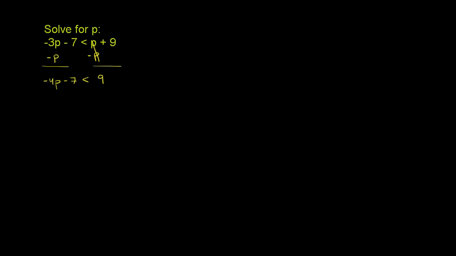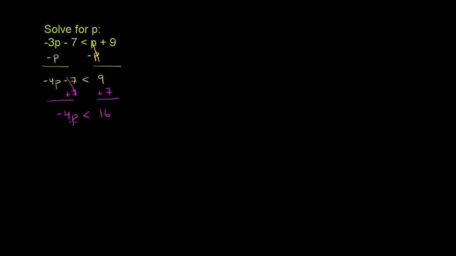Now, the next thing I'm in the mood to do is get rid of this minus 7 here, so that we can better isolate the p on the left-hand side. So the best way I can think of to get rid of a negative 7 is to add 7 to it. Then it'll just cancel out to 0. So let's add 7 to both sides of this inequality. Negative 7 plus 7 cancel out. All we're left with is negative 4p. On the right-hand side, we have 9 plus 7 is 16. And it's still less than.